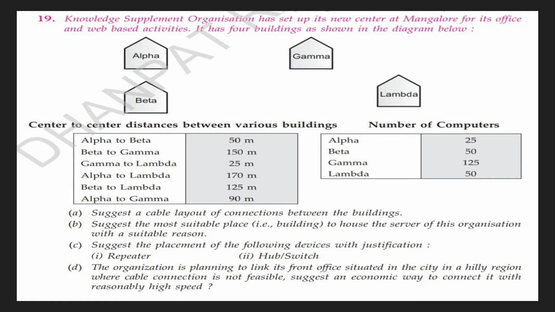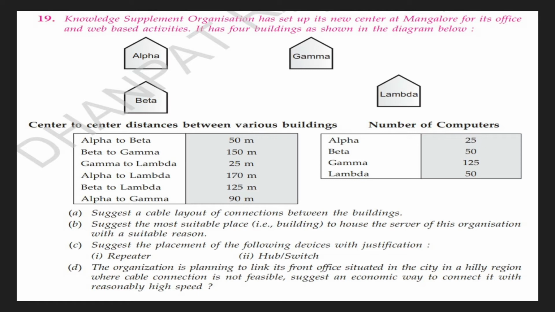Now coming on to the questions. The first question is to suggest a cable layout. Here we have to think of the possible cable layout, the possible design between the buildings. The second question is asking about the placement of the server. Here we have to decide where the server should be placed among all the buildings.